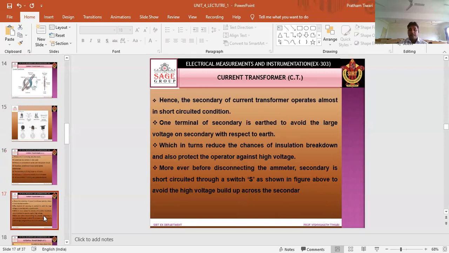One terminal of the secondary is earthed to avoid large voltage on the secondary with respect to earth, which in turn reduces the chance of insulation breakdown and also protects the operator against high voltage. Moreover, before we disconnect the ammeter, the secondary is short circuited through a switch as shown in the figure, to avoid high voltage buildup across the secondary.